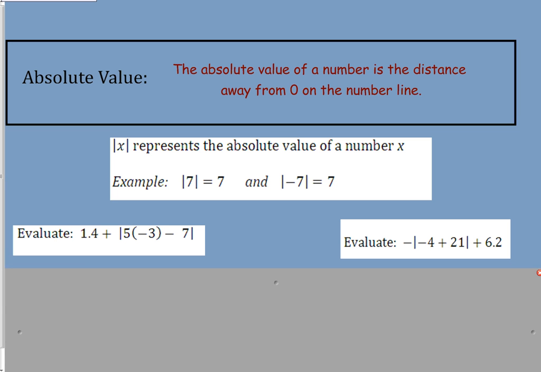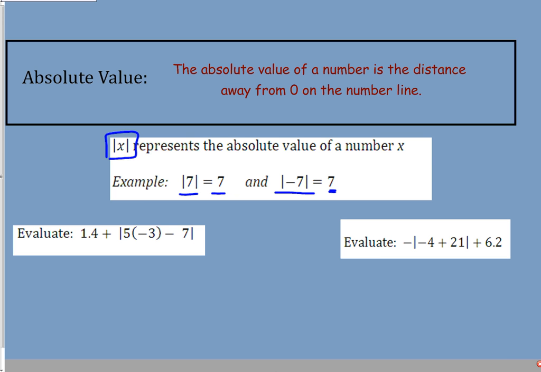It's always got to be positive. So |x| represents the absolute value of a number x. Notice that the symbol for absolute value is just these little bars. That's all it is. So the absolute value of 7 is 7, because positive 7 is 7 units away from 0. Negative 7 is also 7 because, again, it is 7 units away from 0 on the number line. If you sketch a number line and take a look, you'll figure out that that is the case.